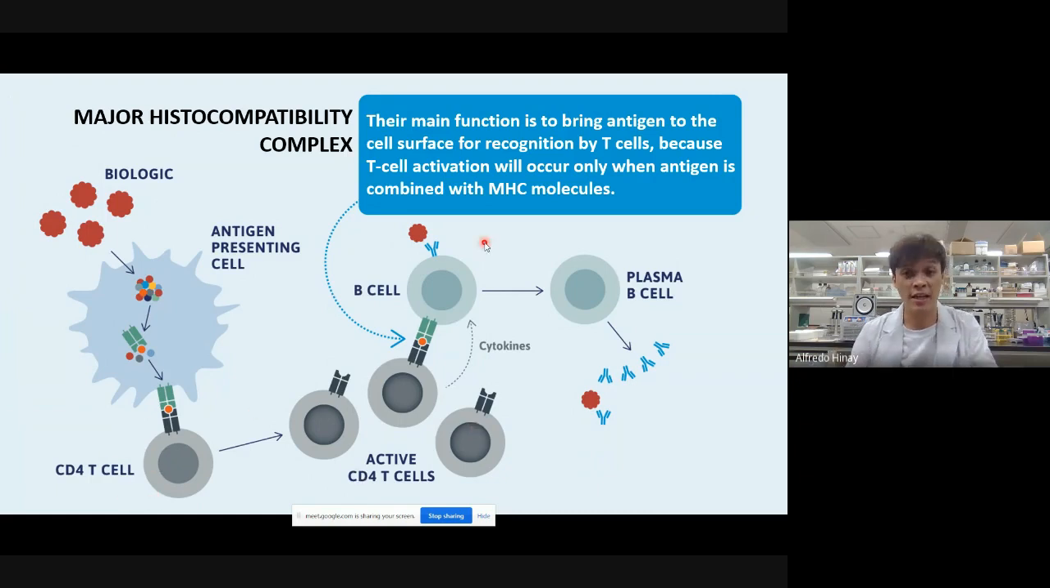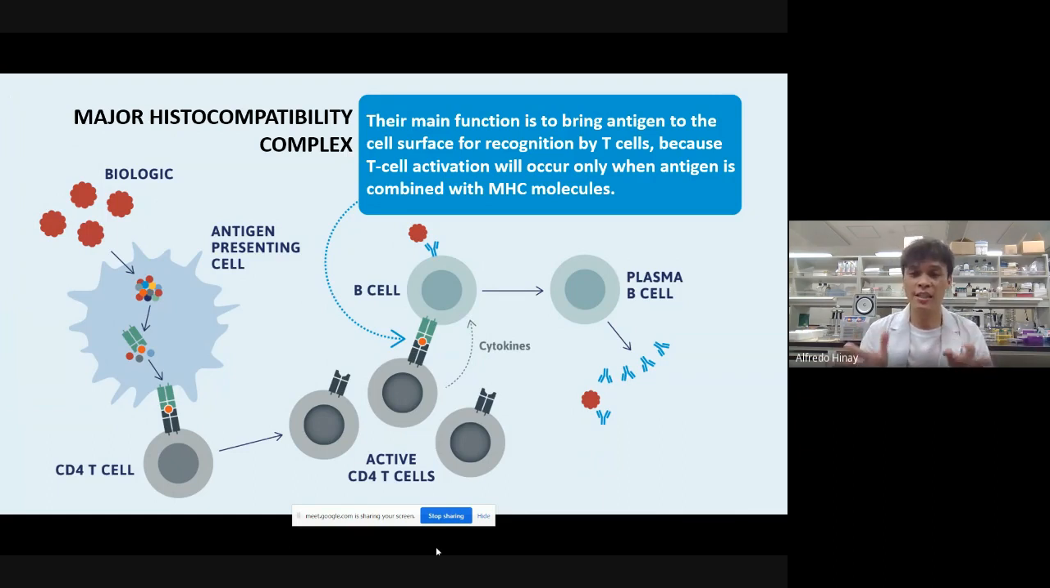Either they will produce cytokines. We will try to discuss that one in a separate video lecture. And then your activated CD4 T cells will also try to activate your B cells, and your B cells will mature to plasma B cells. Then plasma B cells will produce antibodies that will try to opsonize and neutralize your antigen. And fortunately, you were able to discuss and cover your antigen and your antibody characteristics in the previous video.